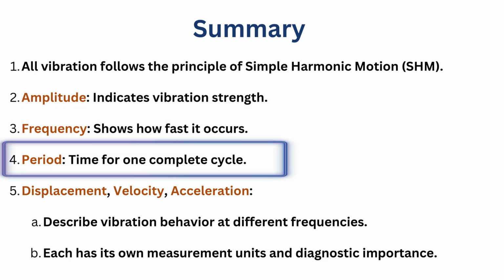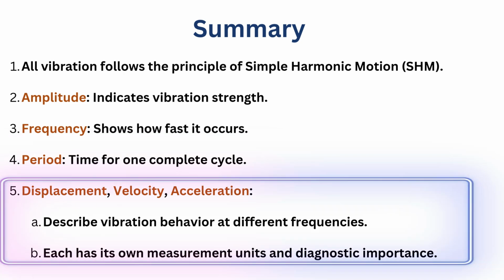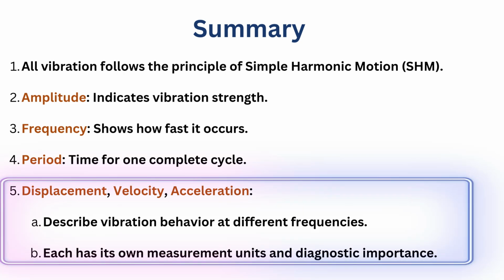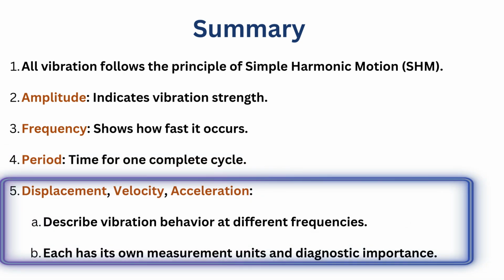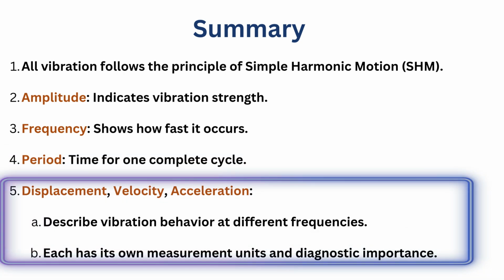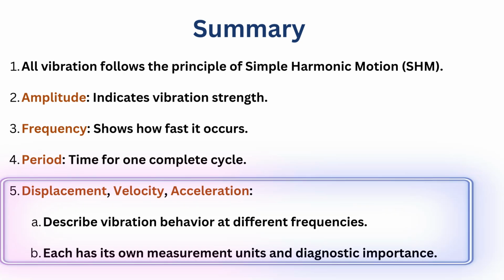And last we have learned about the parameters of the amplitude, that is, in what form we can measure the vibration: displacement, velocity, and acceleration, and what are their units, and how these three play their different roles based on the RPM or the frequency, right? So in the next video we will be taking some practical examples, and we will see how practically we can use all these principles in real life.